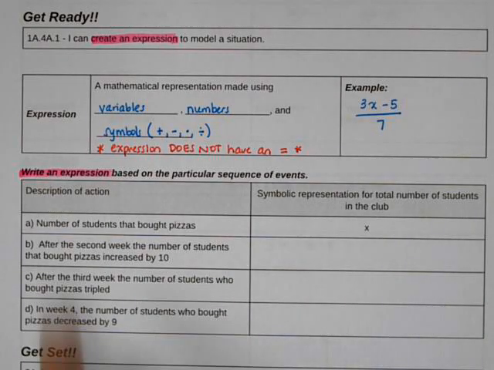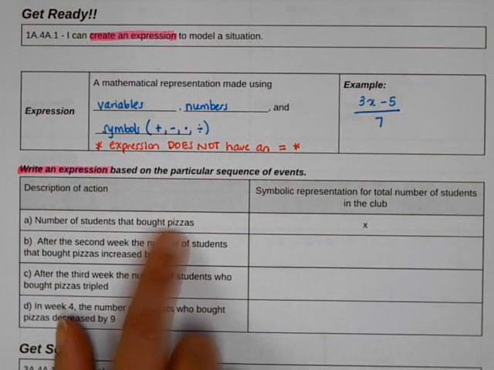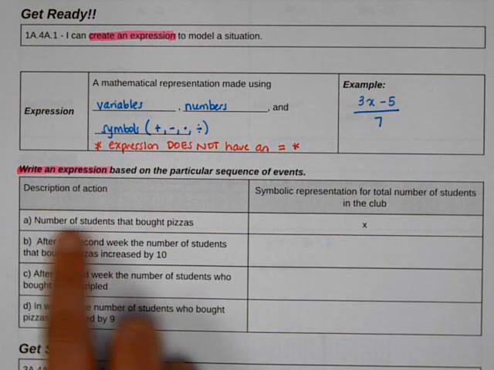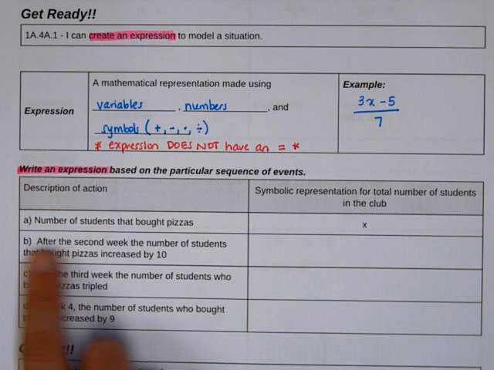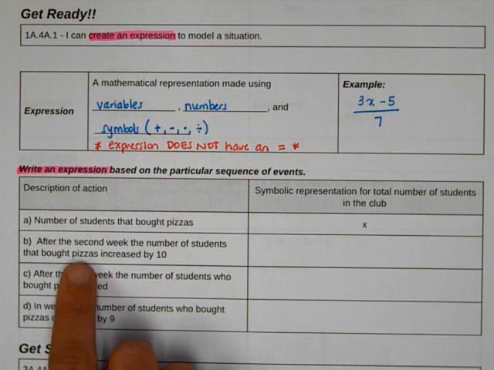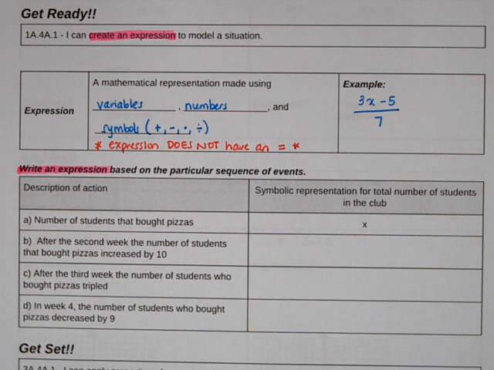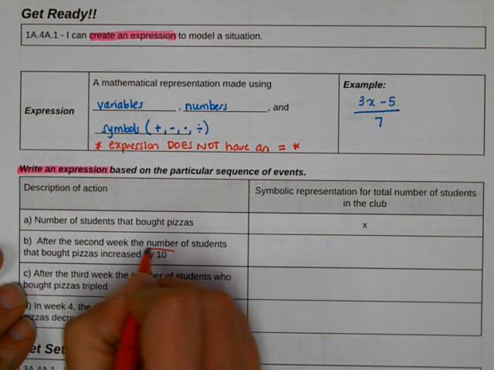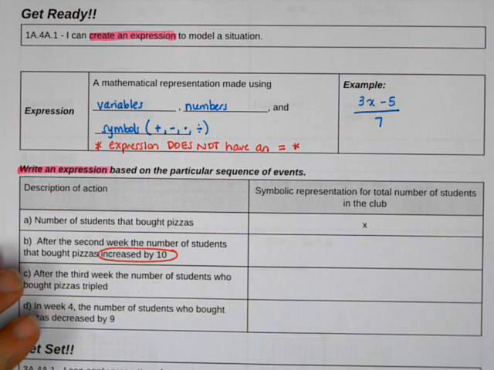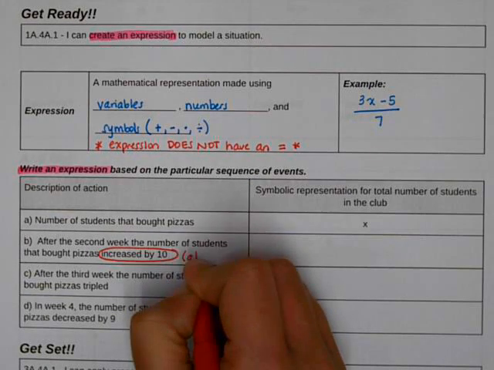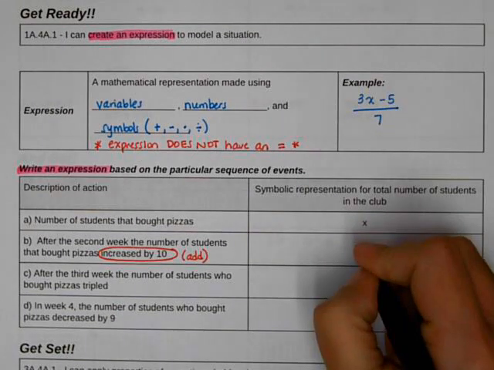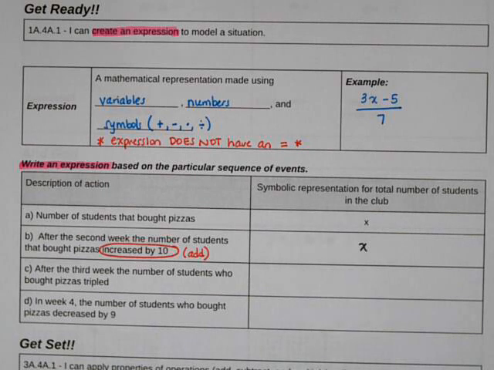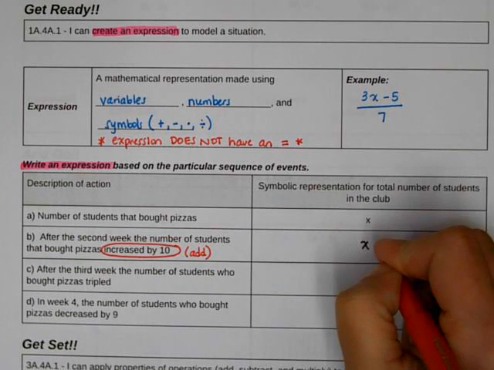Here's an example. A number of students bought pizzas. So we are going to call the number of students that bought pizzas X. It says that after the second week, the number of students that bought pizzas increased by 10. As soon as I see these words, increased by 10, it tells me that that's a mathematical operation. Increased by means add. So in my expression, I'm going to take the x that I started with, and to show that the value increased by 10, I'm going to write plus 10.